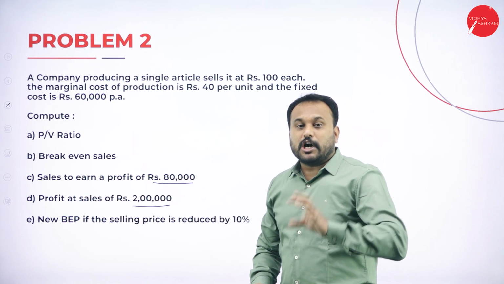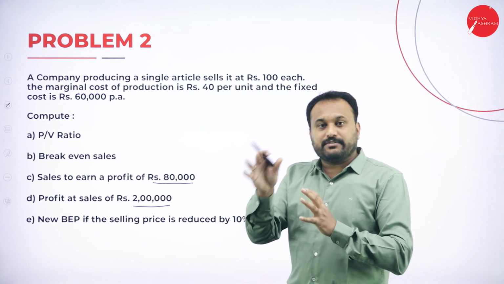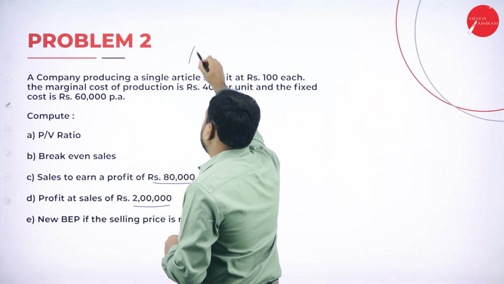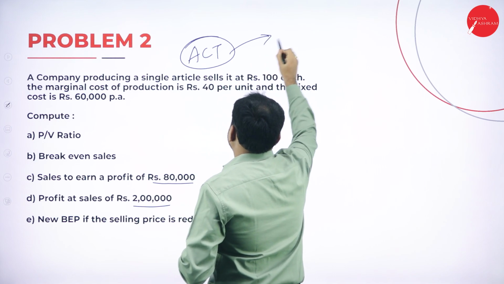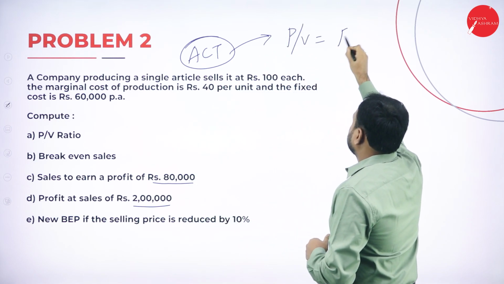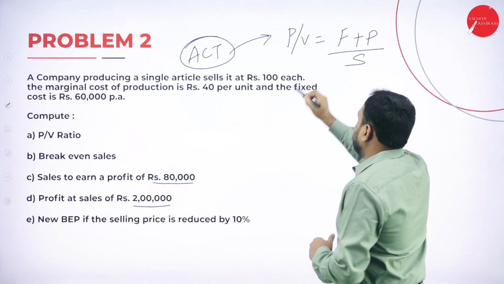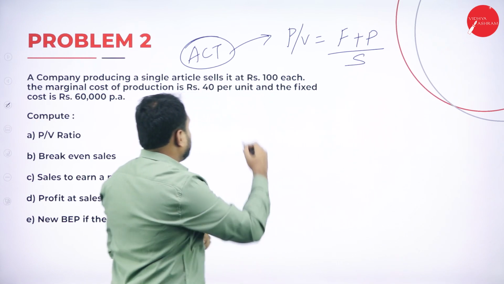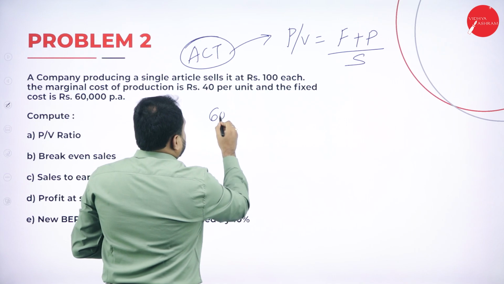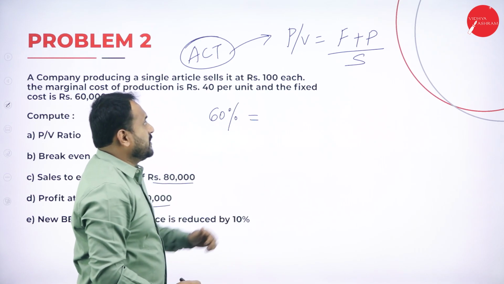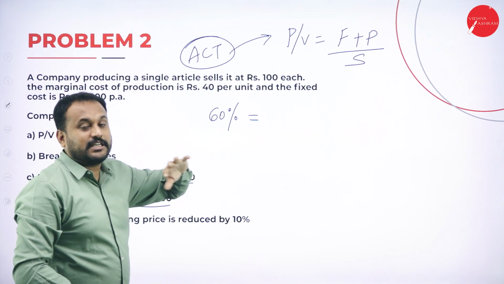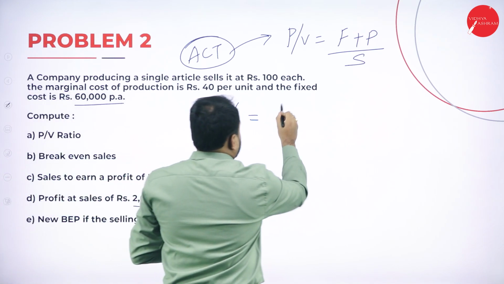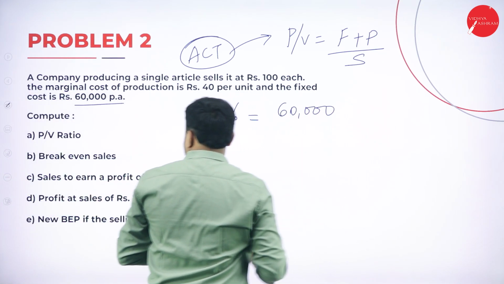I told you, for solving these types of problems, you are supposed to use the universal formula. I told you about ACT, Abhilash Chandra Tricks. Now what is this ACT? The Abhilash Chandra Tricks for marginal costing is PV is equal to F plus P divided by S. Now PV we have already found, that's the reason we are not multiplying with 100. So what is my PV here? My PV is 60% is equal to, what is F here? Now fixed cost will never change. Even if the value changes, the fixed cost will never change. Now fixed cost is 60,000. I'll write here 60,000. Now, what is the question?